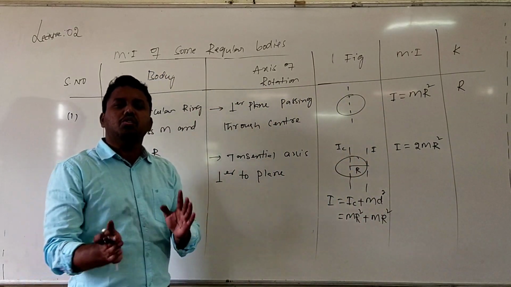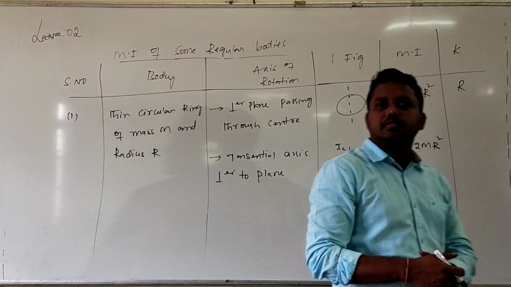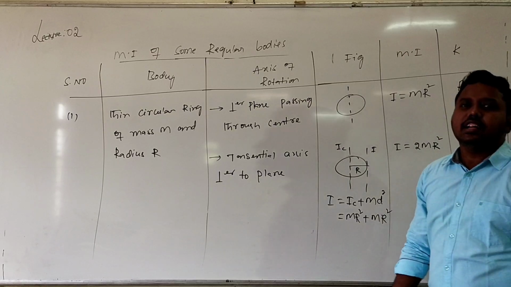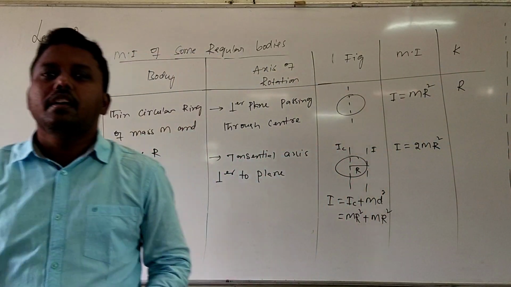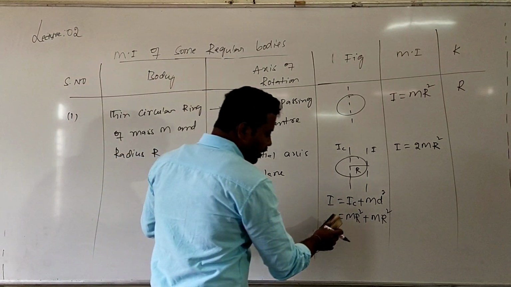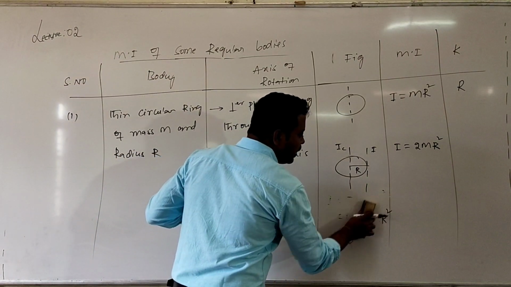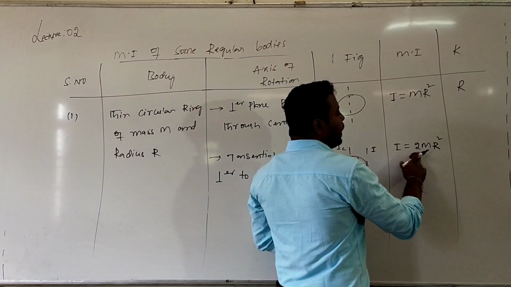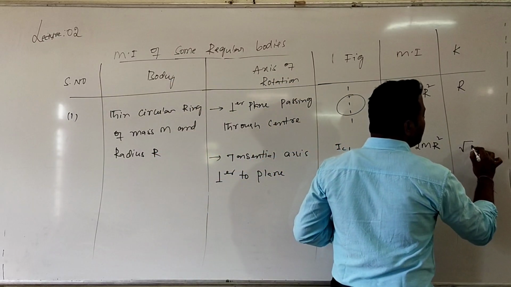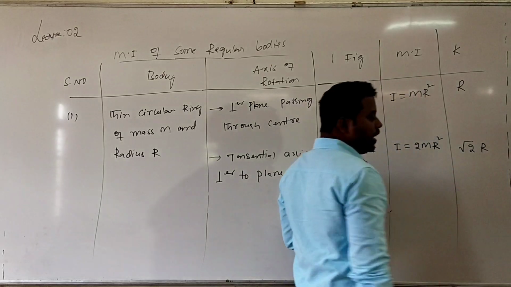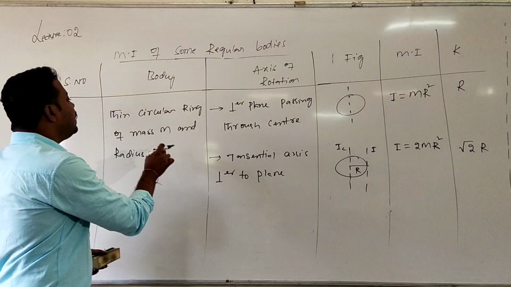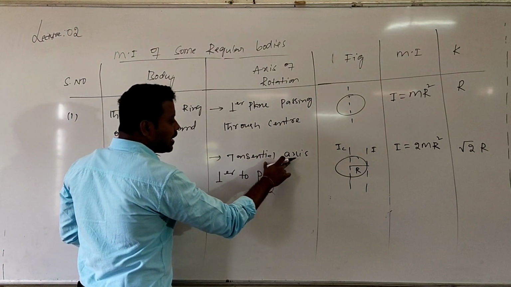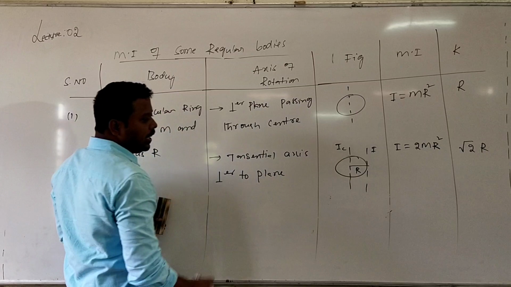Everyone must know how to apply the parallel axis theorem. So I value is equal to mr square plus mr square. Then what answer do I get? 2 into m into r square. Okay, this one no need of writing, just the diagram is enough. So 2m r square. Then what is the radius of gyration? In place of k square, 2m r square is there, so root 2 into r is the radius of gyration. That is the expression for moment of inertia about an axis which is tangential to the circular ring and perpendicular to the plane.